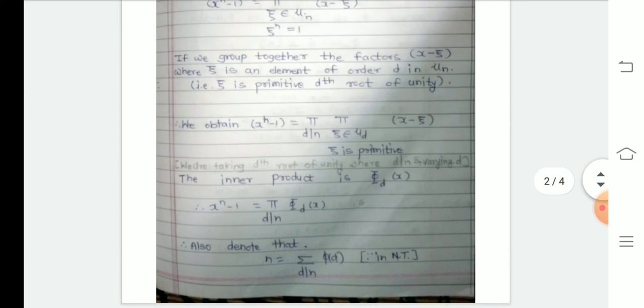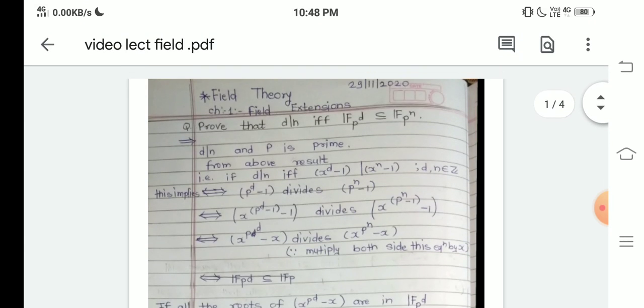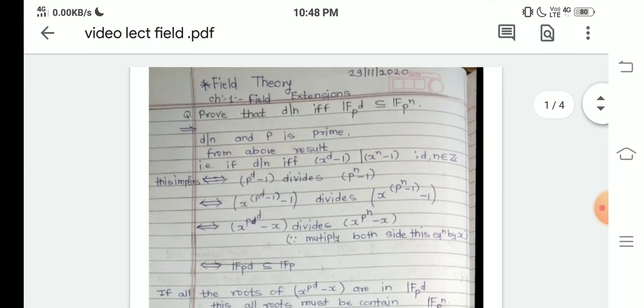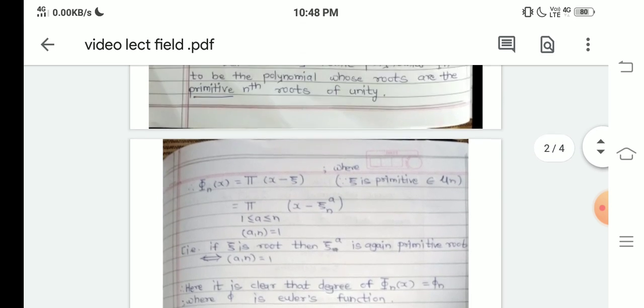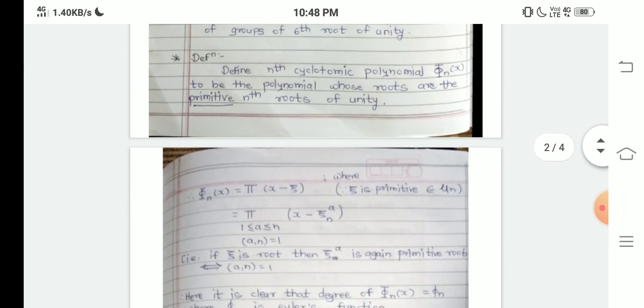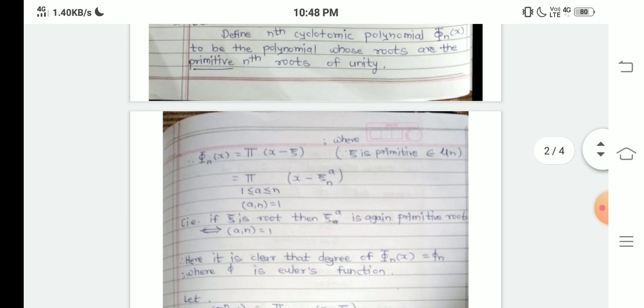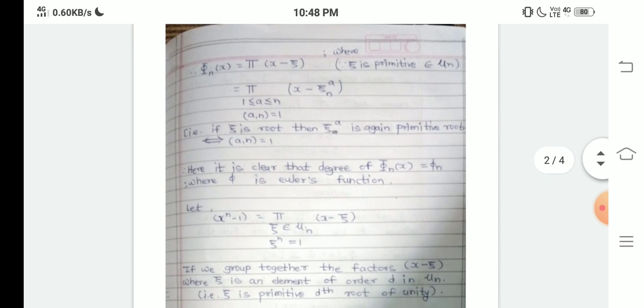In this lecture, we have seen what is meant by a cyclotomic polynomial, what are the different notations to write cyclotomic polynomials, what is φ(d), and some of the properties.